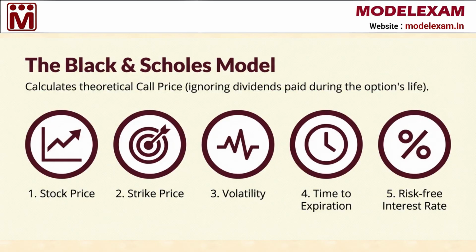To calculate the theoretical price of a call option using this model, we look at 5 key factors while ignoring any dividends paid during the life of the option. These 5 elements are the current stock price, the strike price, the volatility of the stock, the time remaining until the option expires, and the current risk-free interest rate. By combining these 5 pieces of information, the model gives us a specific price.